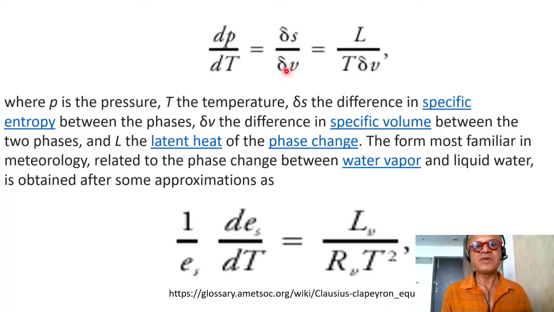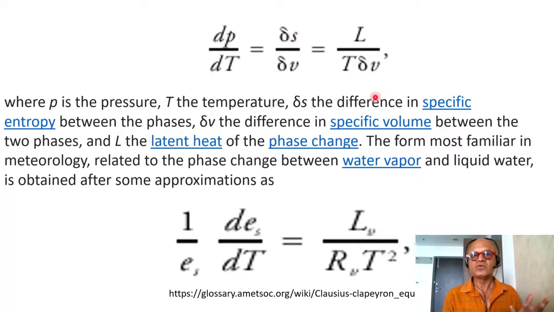Specific entropy, I'm sure you know enough thermodynamics. It's the relation between heating and temperature and how entropy comes out of that. So if you don't know, please look that up. And there is the latent heat associated with the phase change, as well as the specific volume change. So specific entropy is basically entropy per unit mass.